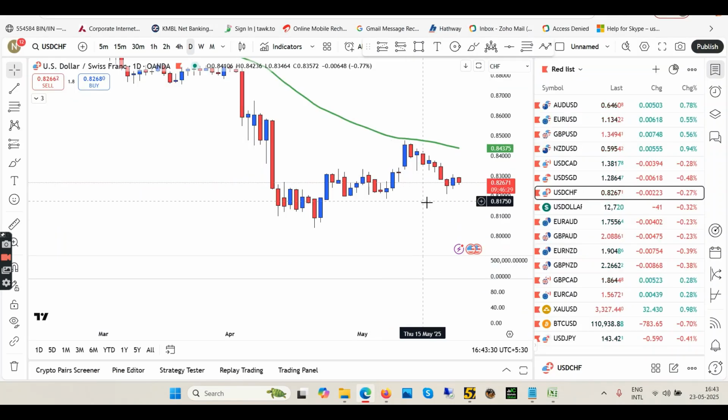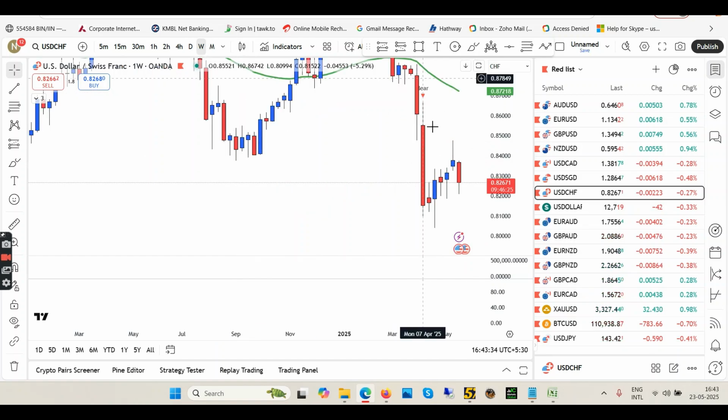Coming back to the chart here. So let's start the top down approach with weekly time frame. In weekly, we are down, pull back, we are going down again, or we went down again. Okay, so down, pull back, went down again.